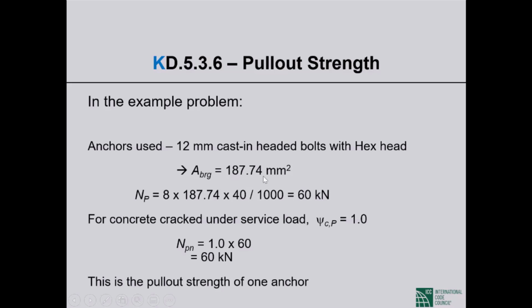187.74 square millimeters. So basic pull-out strength is 8 times f'c of 40 MPa times the bearing area, that is 60 kilonewtons. For concrete cracked under service load, which is what we have, the correction factor is 1.0. So we have a pull-out strength for a single anchor of 60 kilonewtons. This is for a single anchor.